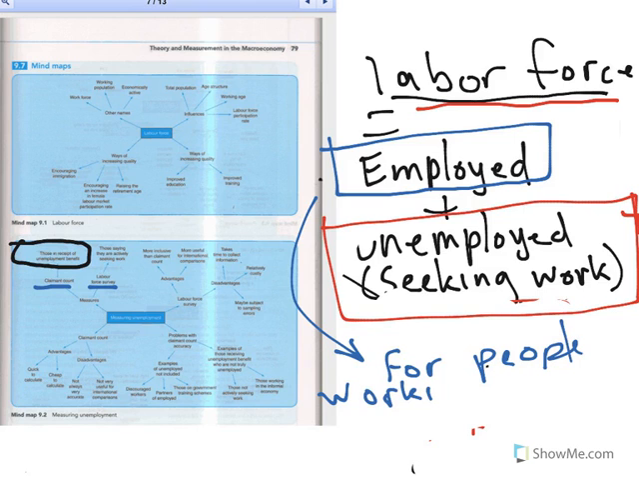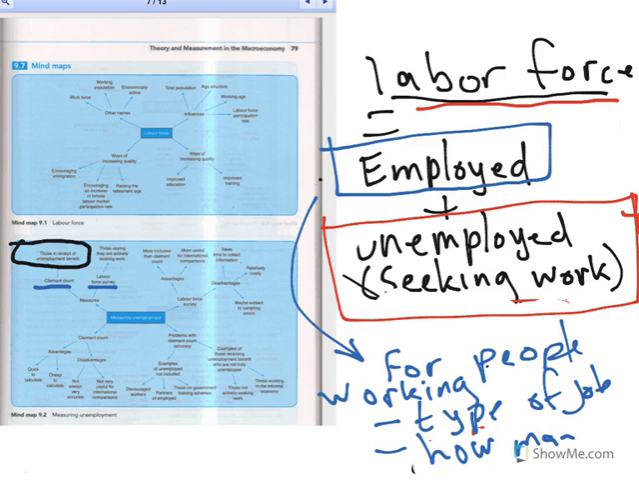For people working, we find out information: type of job, how many hours they work. So these are the two ways of measuring unemployment. We interview people who are working, and we interview people who are receiving unemployment benefits.